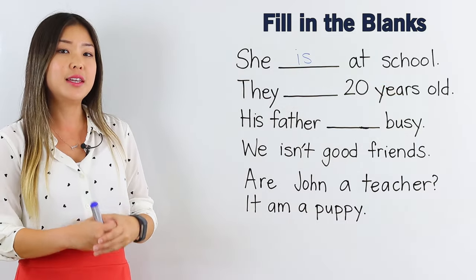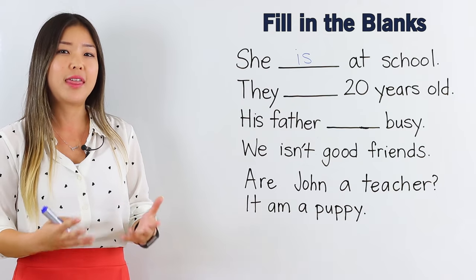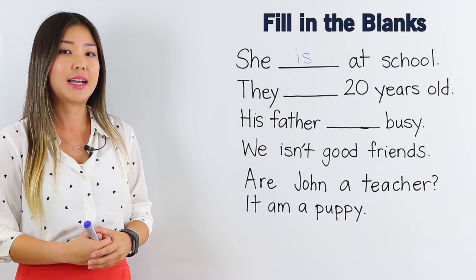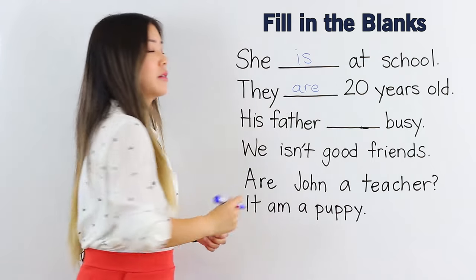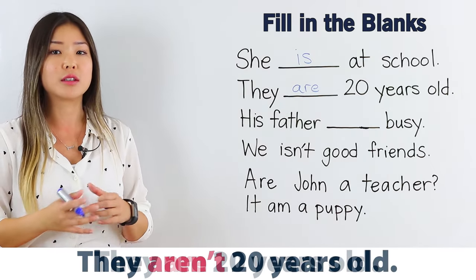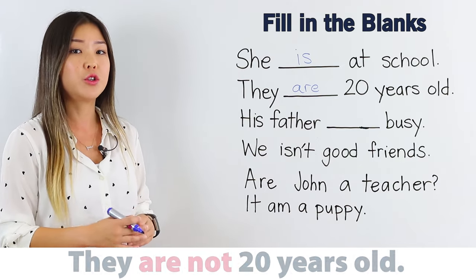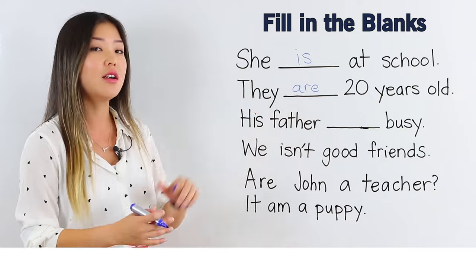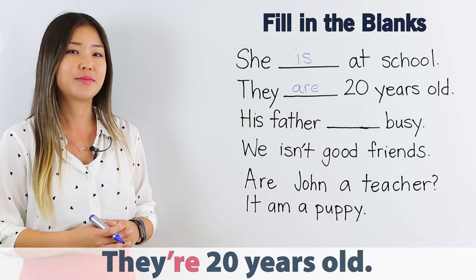For the next one, it says they blank 20 years old. The subject of this sentence is they. What be verb do we use for they? The correct answer is are. For the negative, you can also use aren't or are not. Also, if you want to use the contraction for they are, you can say they're 20 years old.